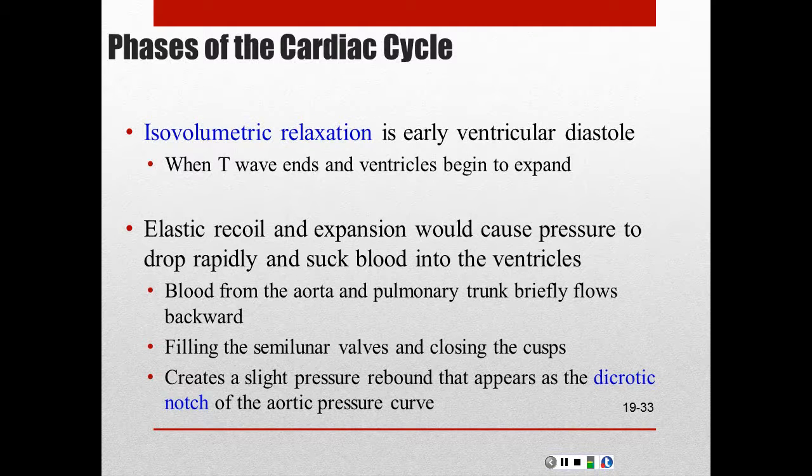Now, at the beginning of ventricular diastole, blood briefly flows backward through the semilunar valves. Now, this backward flow quickly fills the cusps and closes them, creating a slight pressure rebound that appears as a dicrotic notch of the aortic pressure curve.